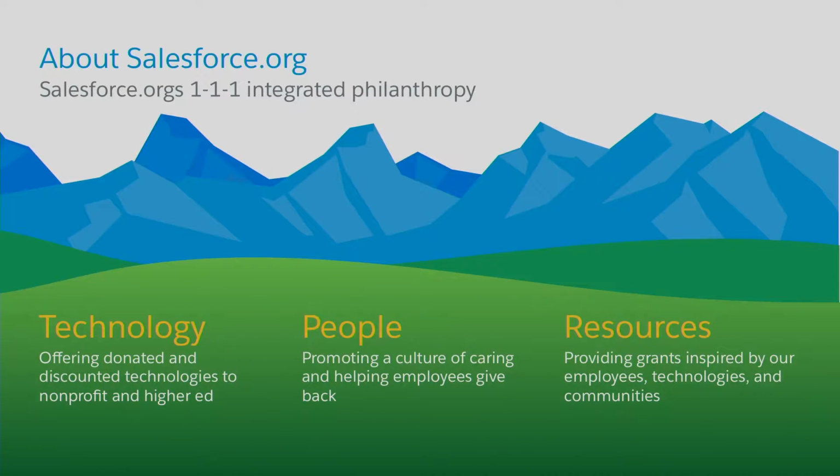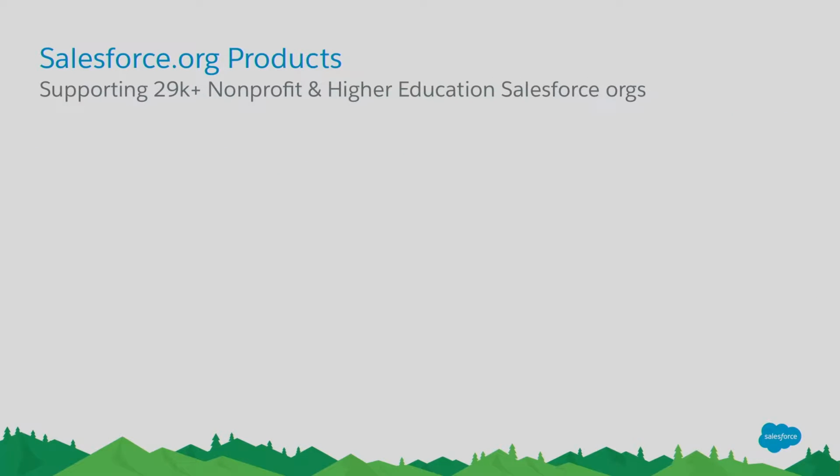So quickly, a little bit about Salesforce.org. We used to be called Salesforce Foundation, and we are the corporate philanthropy wing of Salesforce that is built around the 1-1-1 model of corporate philanthropy, which states that companies should give back 1% of their technology, 1% of their people, and 1% of their resources to the community. I work on our products team, and we focus on the 1% technology.